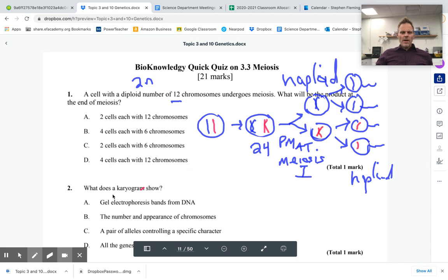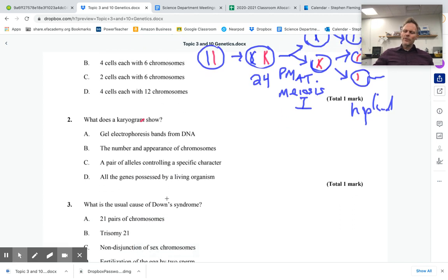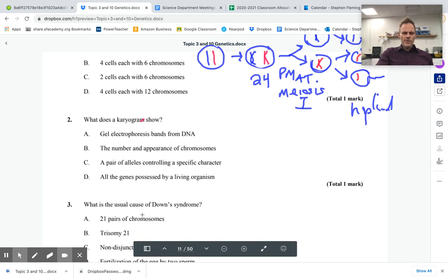Terminology. What does a karyogram show? So this is where we line up our homologous chromosomes so we can count and look for certain genetic disorders. So the best answer there was B.